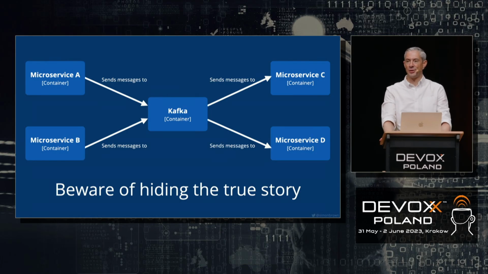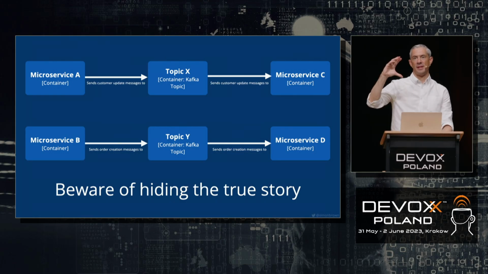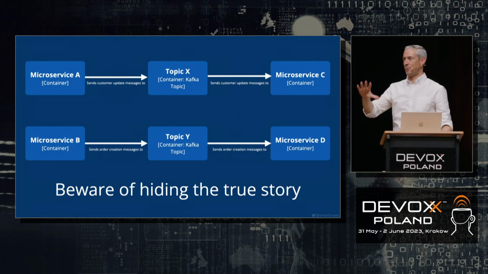But this might be hiding the true story. Maybe the true story here is that microservice A is really only sending stuff to C via a dedicated Kafka topic called X, and the same is true between B and D. So here, what I'm doing is I'm modeling the Kafka topic as a C4 model container.